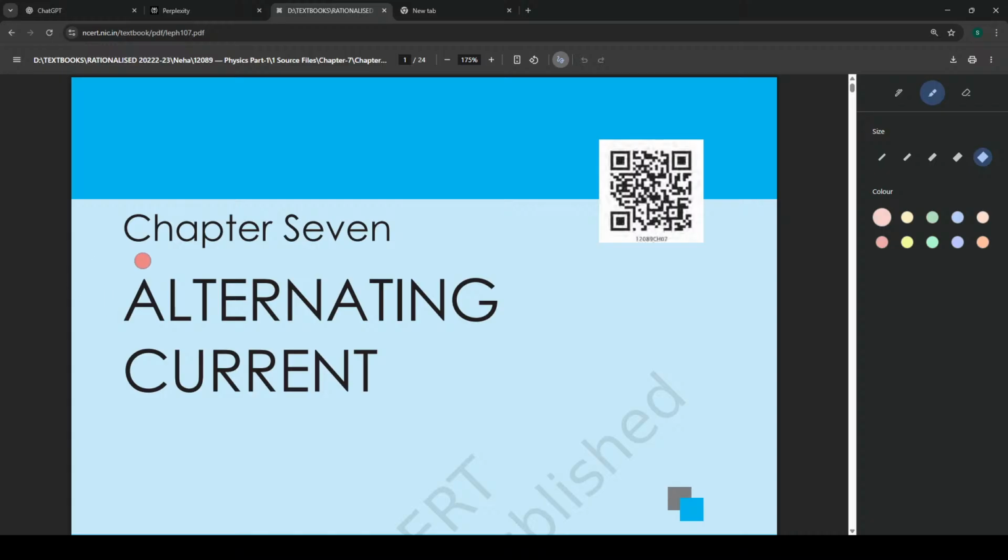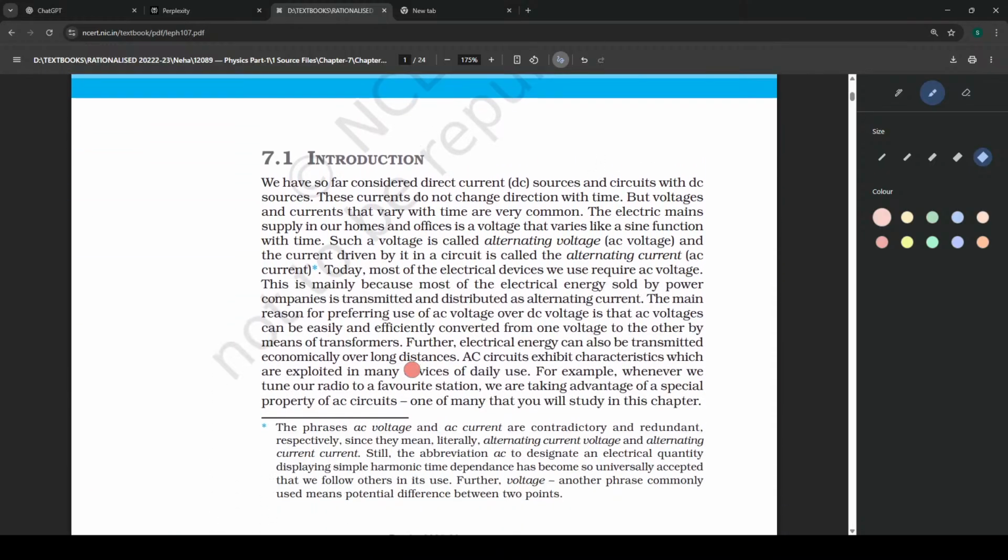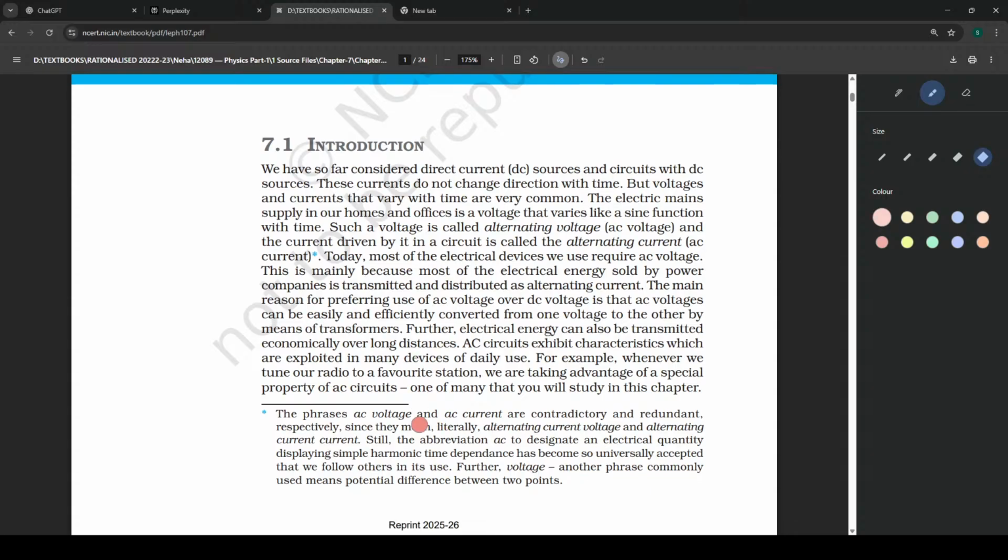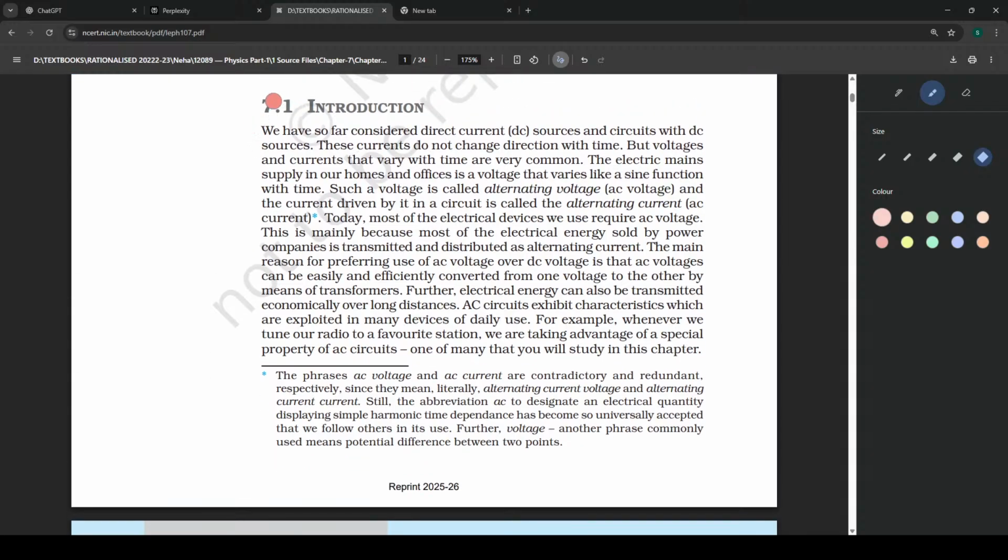Okay, then let's start with class 12 physics, that is chapter 7, alternating current. Let's start with this. Now, let's start with the introduction here.